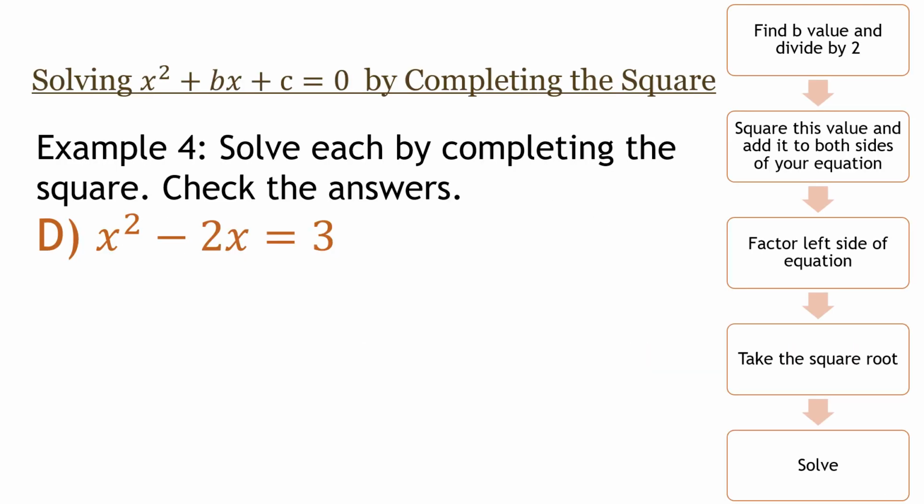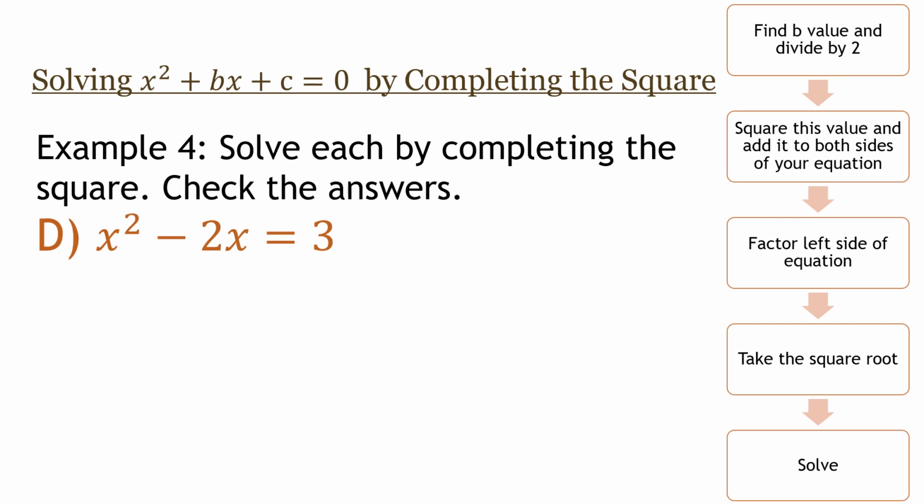We had some good practice in finding our c value and creating a perfect square trinomial on expressions. Now we want to be able to solve by completing the square. So it says across the top, solving x squared plus bx plus c equals 0 by completing the square. For example 4, we're going to solve by completing the square and check our answer. For example D, we have x squared minus 2x equals 3.